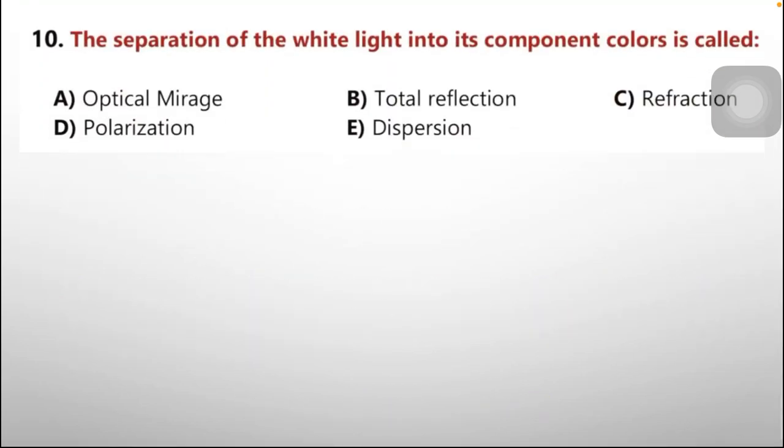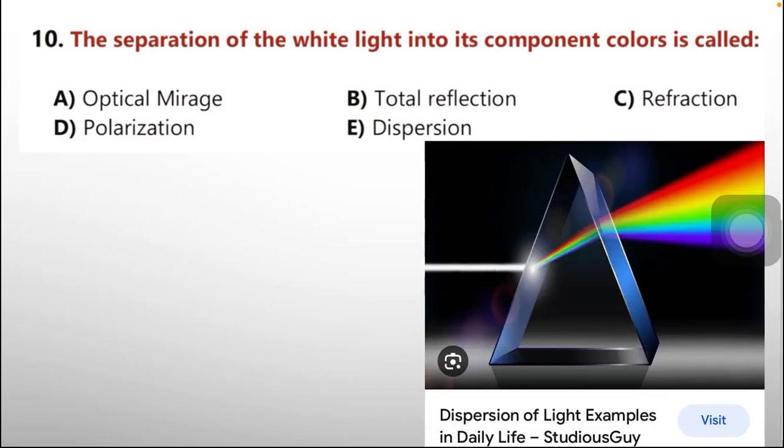The last question, question number 10 of this video: the separation of the white light into its component colors is called A. Optical mirage, B. Total reflection, C. Refraction, D. Polarization, E. Dispersion. We all know that when light enters a prism or water droplet, it converts into its component colors, the 7 bands of colors which we can actually see through prisms and rainbows, and this process is called dispersion. So the correct option is E.